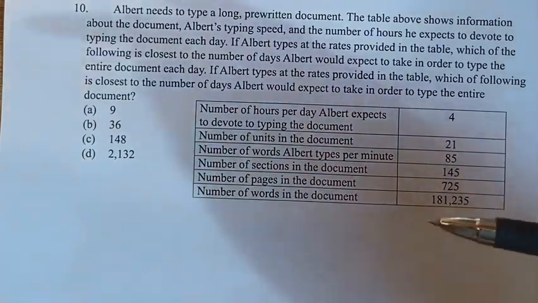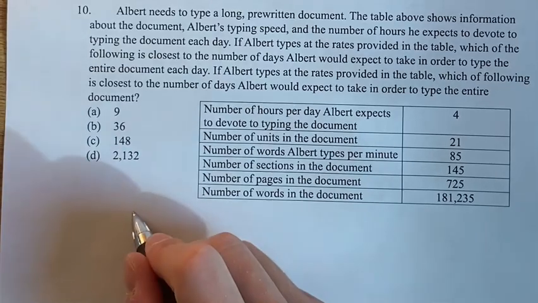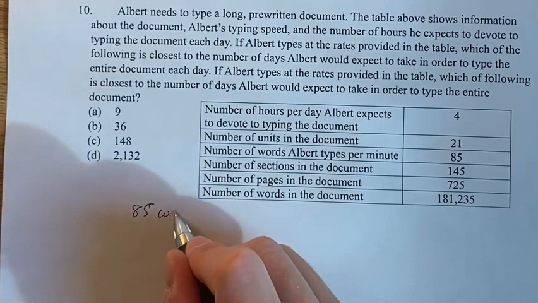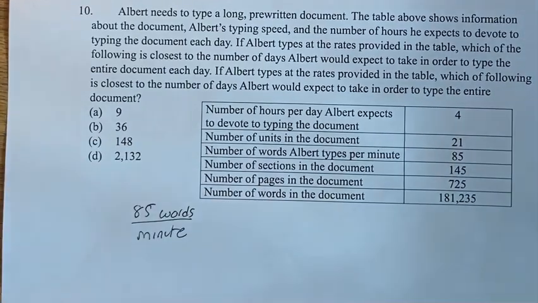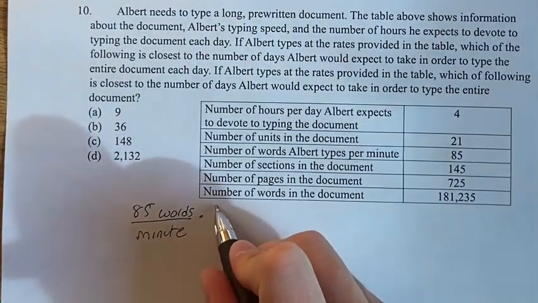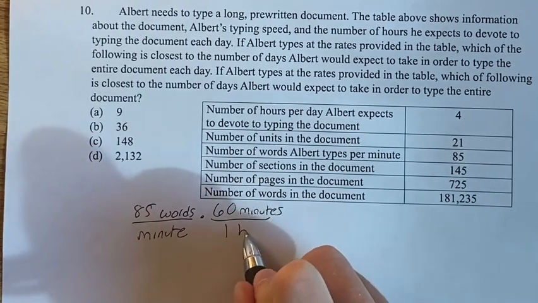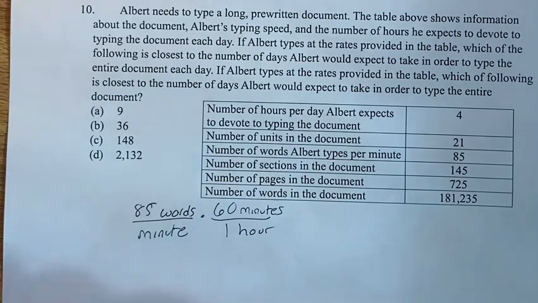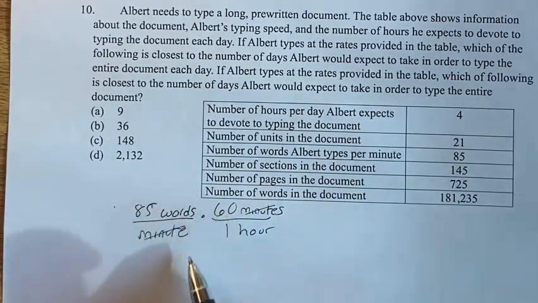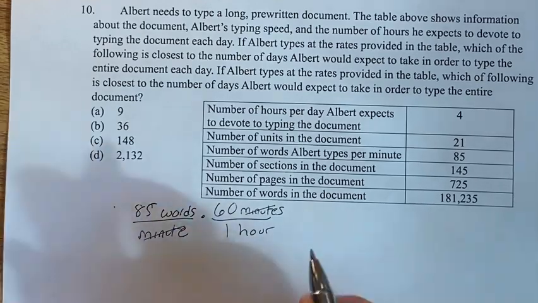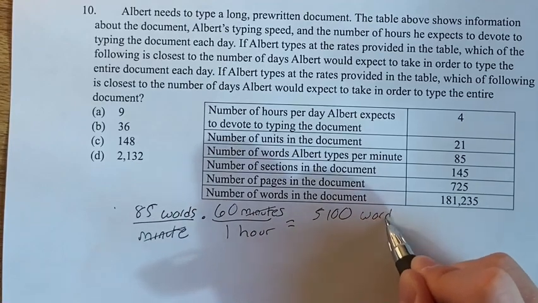So, we are told that Albert types 85 words per minute. If we are given that information, and we know that there's 60 minutes in an hour, we can multiply this rate by 60 minutes divided by 1 hour, and that'll give us our words per hour, which is 85 times 60 divided by 1, which is 5,100 words in an hour.